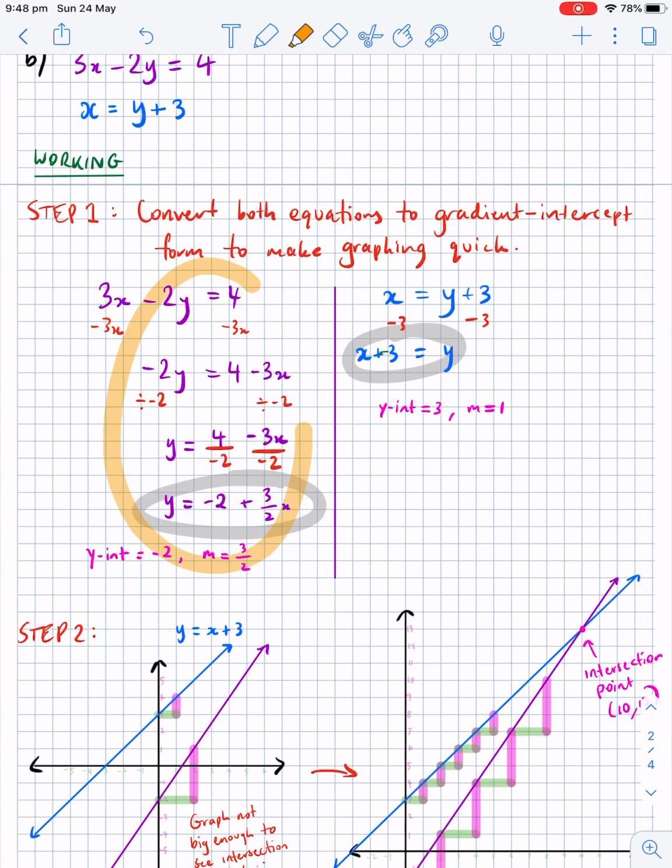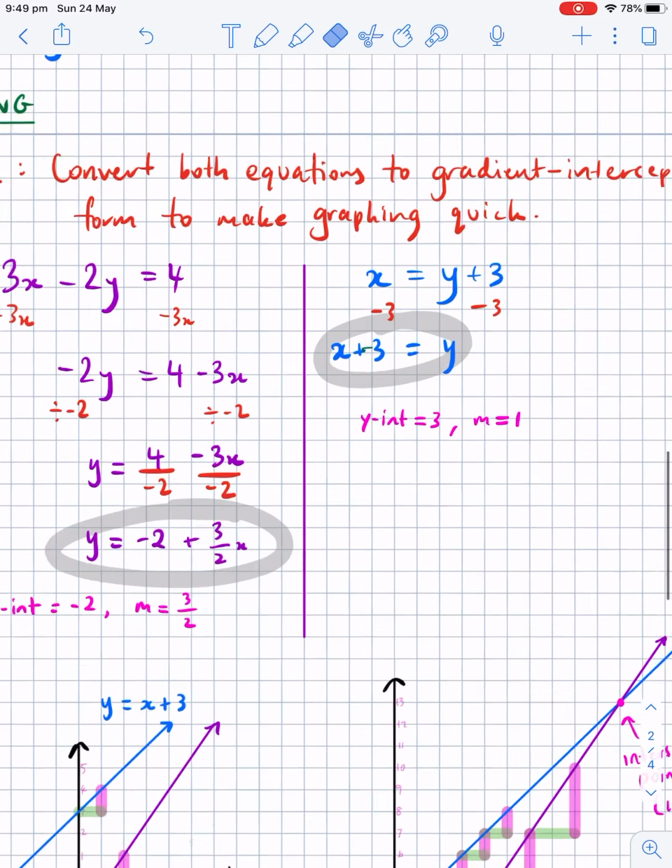This is what I've done first here. I got y as my subject. I moved the 3x over, and then I divided by negative 2 to get y by itself. So we've got 4 minus 3x all divided by negative 2. 4 divided by negative 2 gives me a y-intercept of negative 2, that's the constant. And negative 3x divided by negative 2 gives me positive 3 over 2 lots of x. So my gradient is 3 over 2 for that one.